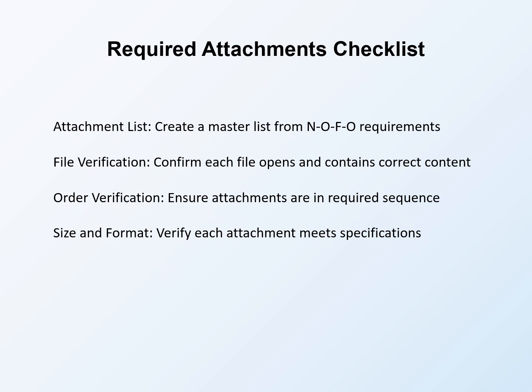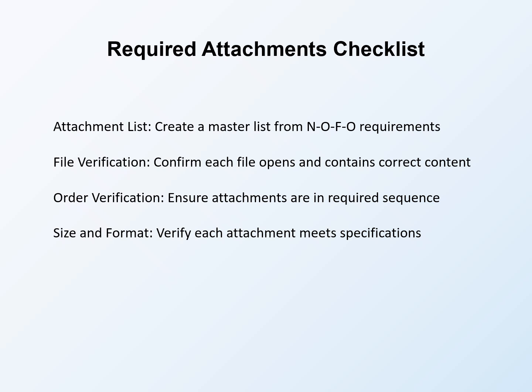File verification confirms each file opens and contains the correct content. A file that exists but is corrupted, empty, or contains the wrong document is as bad as a missing file. Open every attachment and verify it contains what you expect. Check that letters of support are actually signed, that budget forms are actually completed, that appendices contain the promised materials.